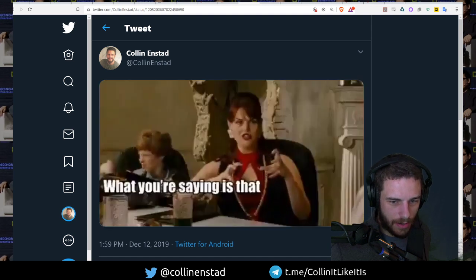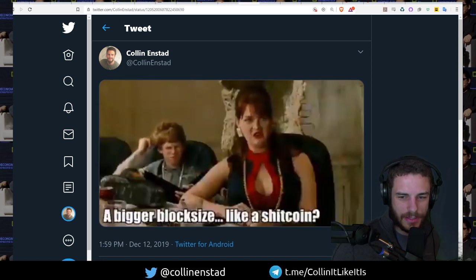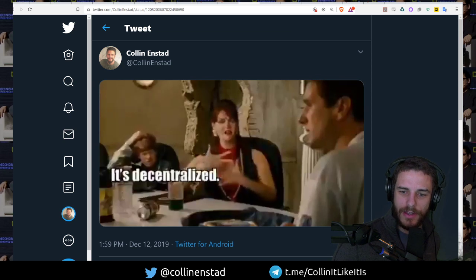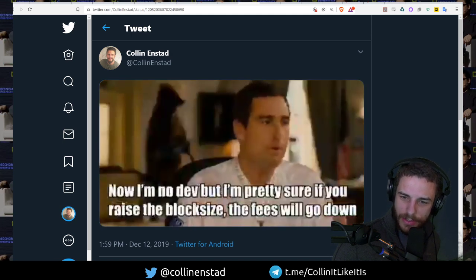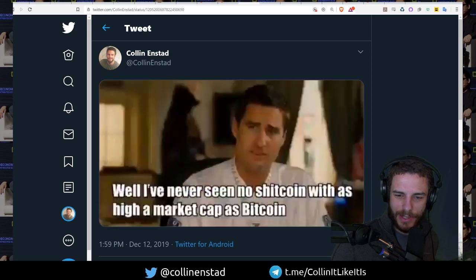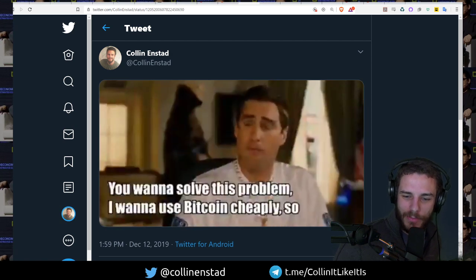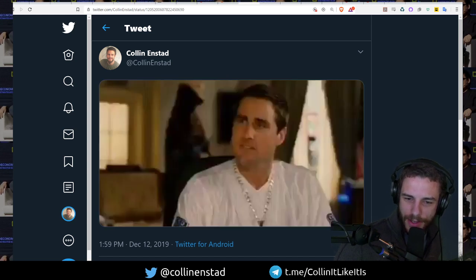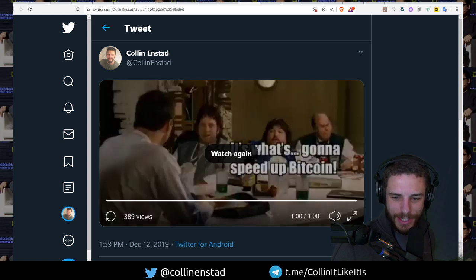It's decentralized. So wait a minute, what you're saying is that we should raise the block size. Yes, a bigger block size. Like a shitcoin? Well, it doesn't have to be like a shitcoin, but yeah, that's the idea. But Bitcoin's got what users crave. It's decentralized. Okay, look. Transaction fees keep growing, so I'm pretty sure the low block size isn't working. Now, I'm no dev, but I'm pretty sure if they raise the block size, the fees will go down. Well, I've never seen no shitcoin with as high a market cap as Bitcoin. Hey, that's good. You sure you ain't Satoshi? Okay, look. I want to solve this problem. I want Bitcoin cheaply, so why don't we just try it, okay? And not worry about what users crave. Bitcoin's decentralized. Yeah, it's got the Lightning Network. What is the Lightning Network? Do you even know? It's going to speed up Bitcoin.